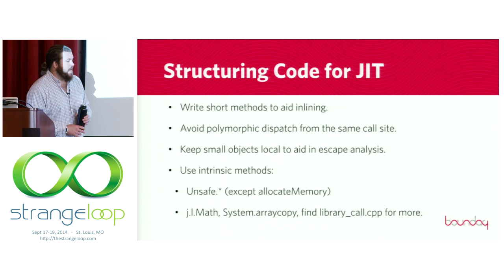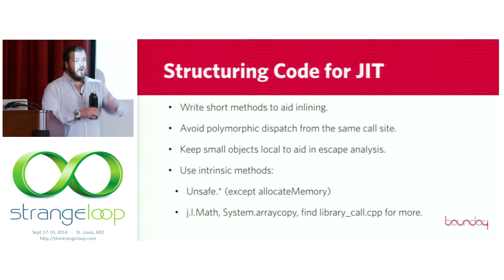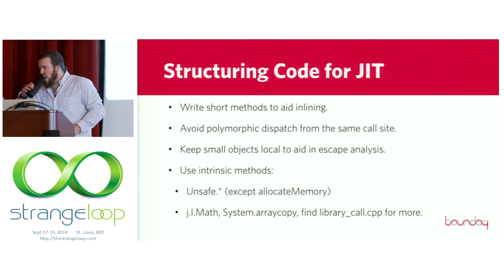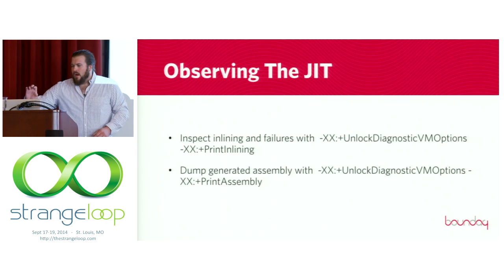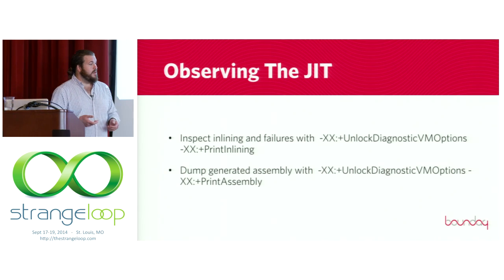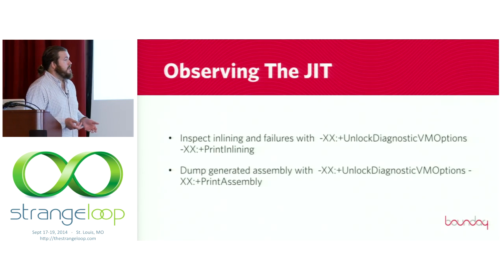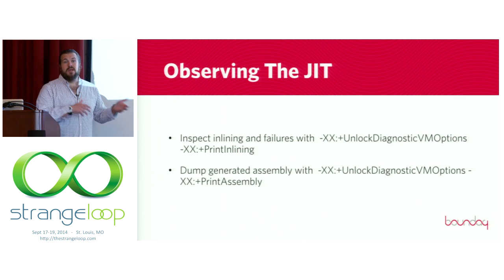If you search the OpenJDK source for the library call .cpp file, it has a big list of all the intrinsics. So if you really want to know what the JIT's doing and how you catch these things in the wild and actually find it, you do it by using print inlining and print assembly, and then using those with JMH to make sure that the method you're calling gets hot, right?